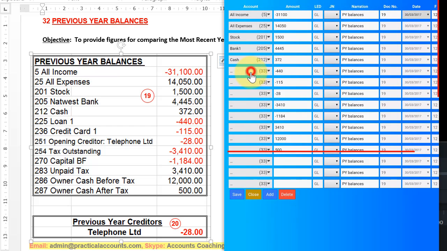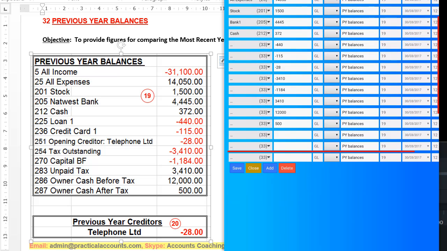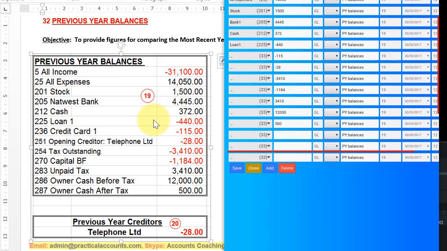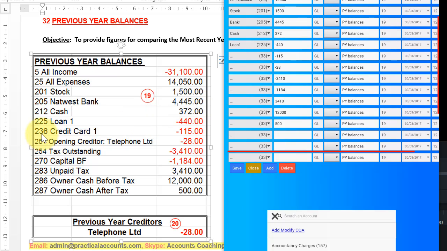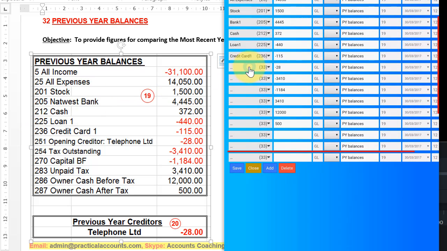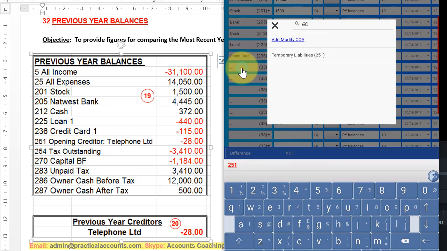212. Next to that is account 225. Okay, we continue. After 212, we have account 225. Loan 1, and thereafter is account 236. After that, we have account 251, temporary creditors. 251, temporary liabilities.